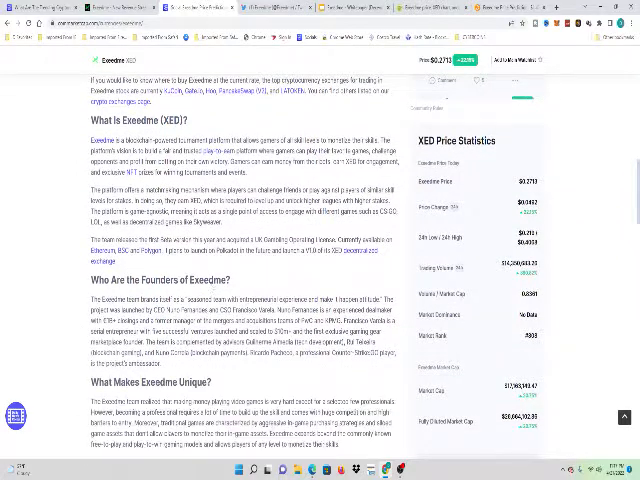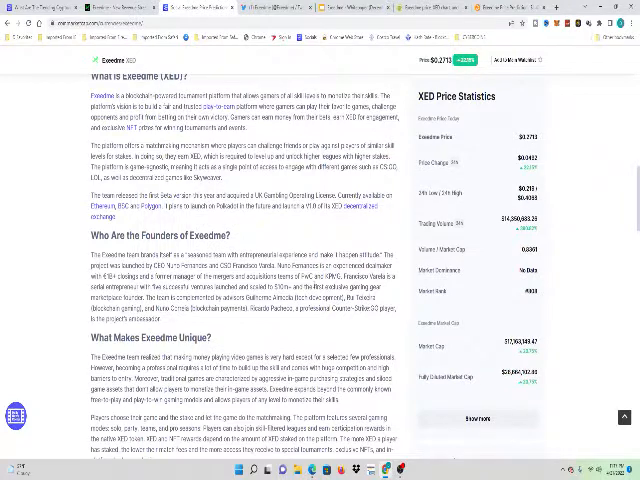The team released the first beta version this year and acquired a UK gambling operating license. Currently available on Ethereum, BSC, and Polygon, it plans to launch on Polkadot in the future and launch a V1 of its XED decentralized exchange. All right.